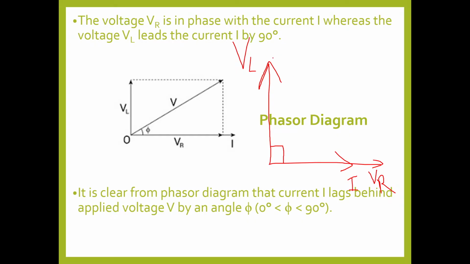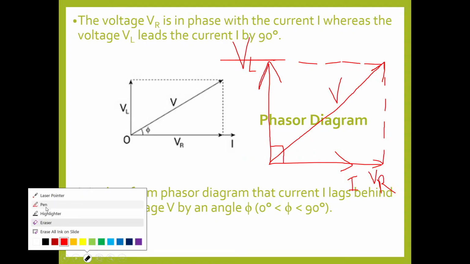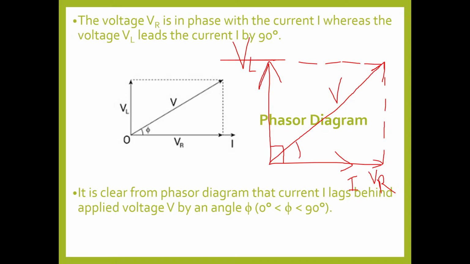Now draw a dotted line from VL and a dotted line from VR. They will meet at a certain point. From the origin, draw a straight line to this point. That is nothing but V, so V is the vector sum of VR and VL. The angle between V and I is some phi, the phase angle between voltage and current.